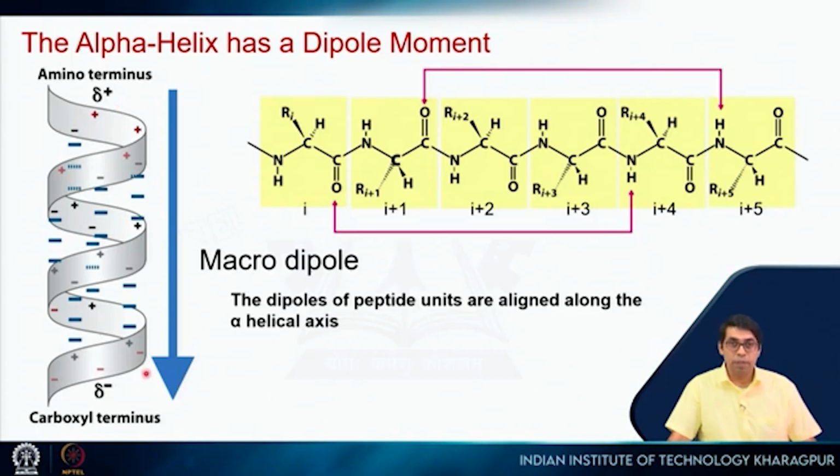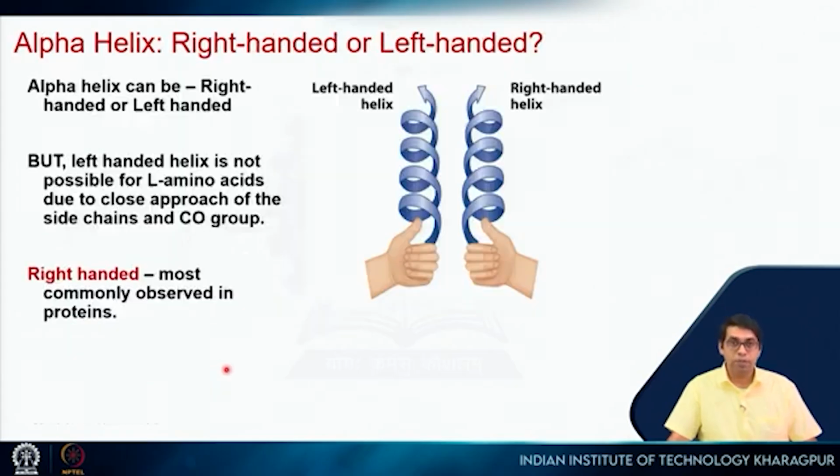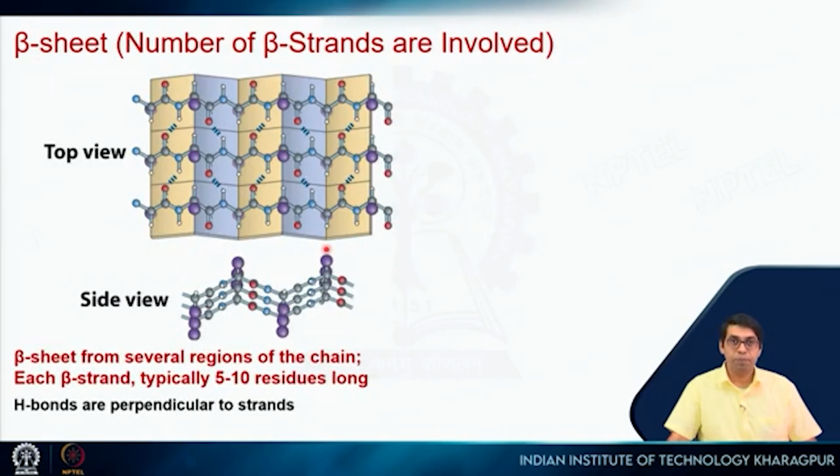So the helices will have this macro dipole, and these become important not only in protein folding but also in the interaction of these proteins with other molecules. We will see examples of this in the coming lectures. Most helices are right-handed, but they can also be left-handed, and these two occupy two different regions in the Ramachandran plot. The other one is the beta strand.